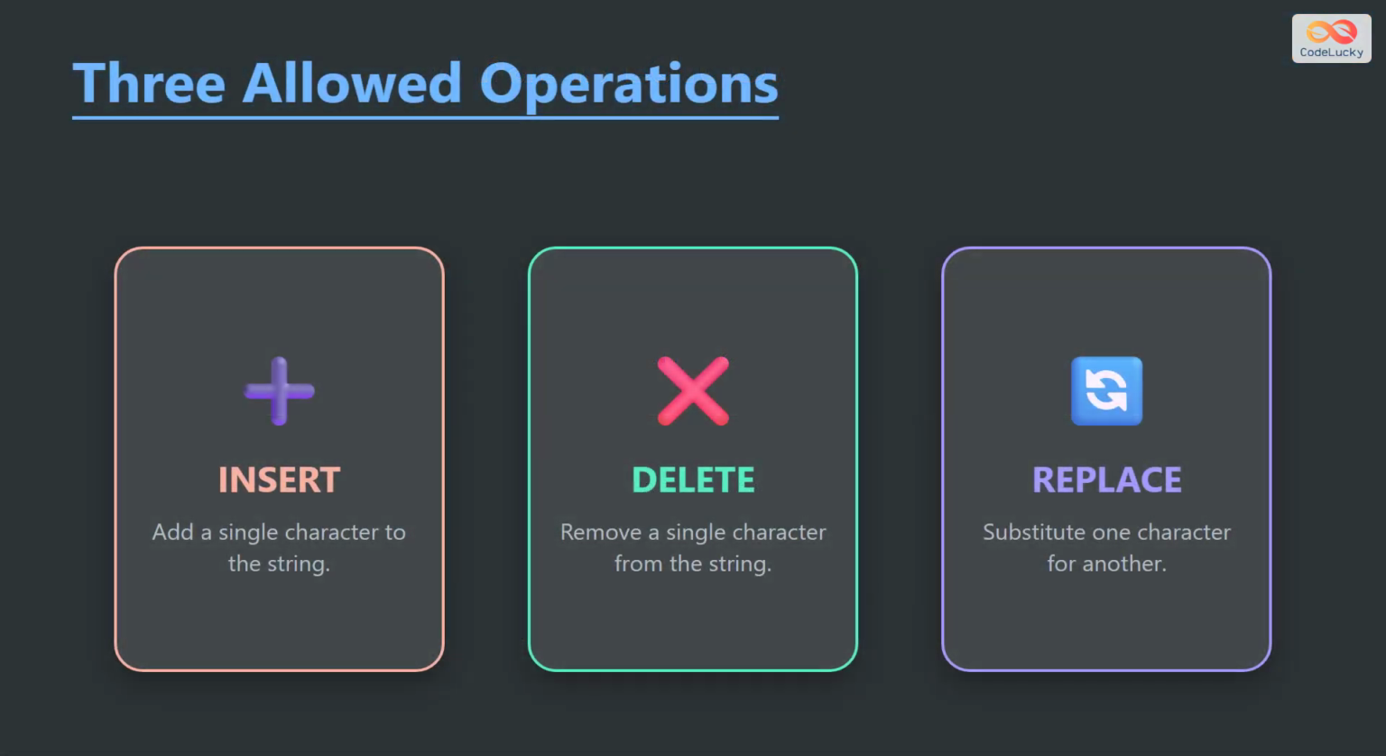To perform this transformation, we are typically allowed three specific operations. First, insertion, where we add a character. Second, deletion, where we remove a character. And third, replacement, where we swap one character for another. Each operation usually costs 1 unit.